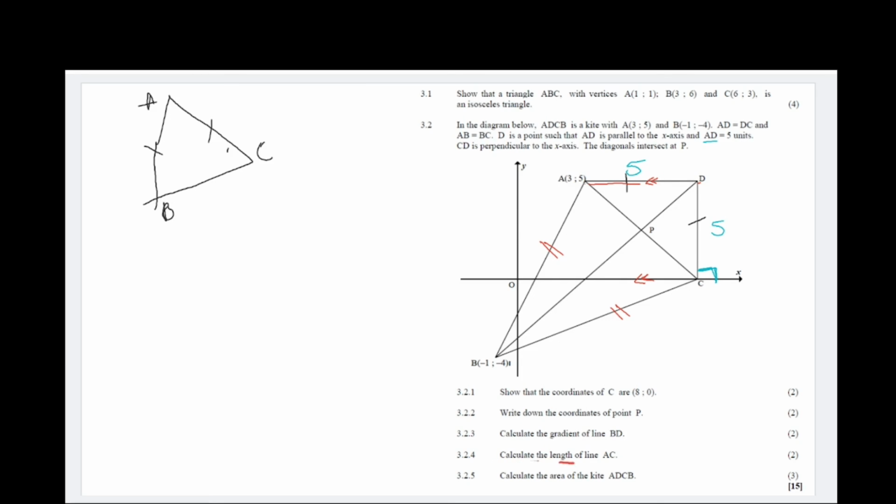Calculate the length of the line AC. Well, distance formula, because you know the coordinates, distance formula. The last one, calculate the area of the kite. Can someone tell me the area of the kite? I'm just going to write down the formula. How do you calculate the area of the kite? Or is this new? Maybe you haven't calculated the area of the kite before.